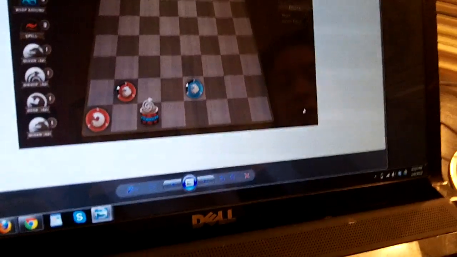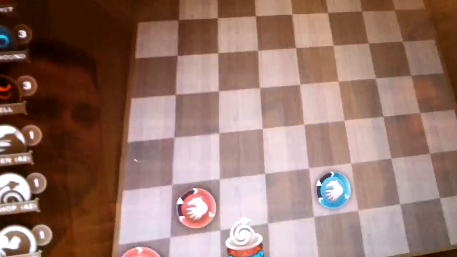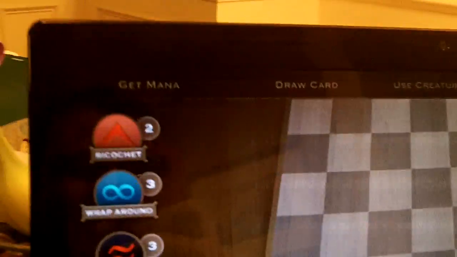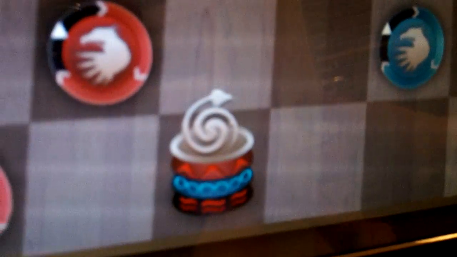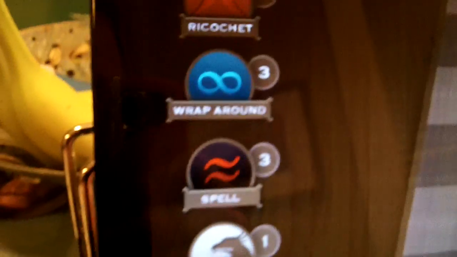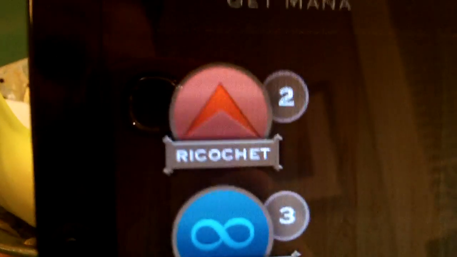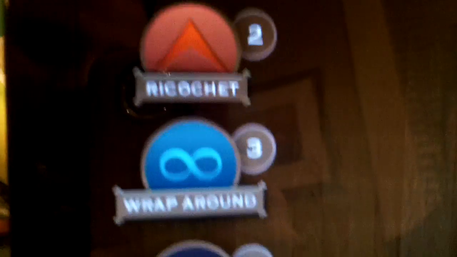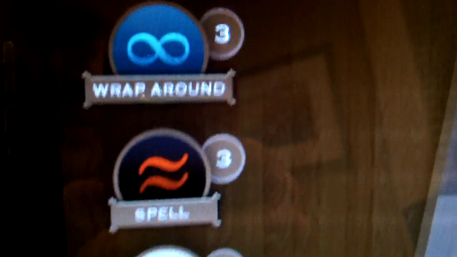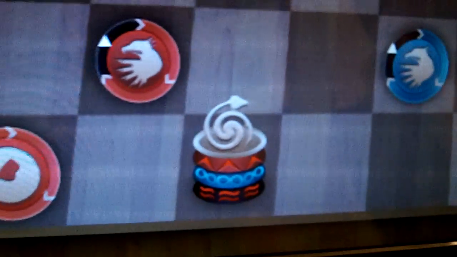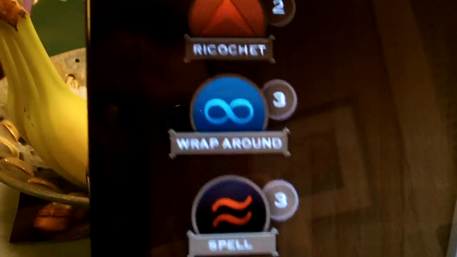This real quick is Holly's original cupcake. This is her original shot, and this is where those symbols come from, like the wavy and the infinite. These are basically the cards on the side that you could cast, and hopefully you would start to associate wrap around with the infinity symbol, ricochet with the bounce off arrow, and generic spell with the wavy lines. So when you saw them, you would immediately associate that. And the same thing with color, with the black and red versus the blue.